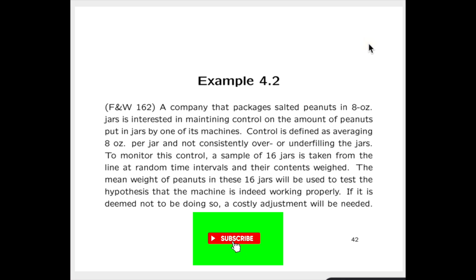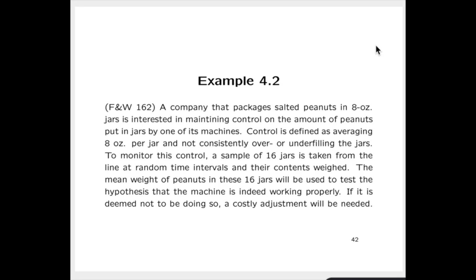So we've seen this example before, but when we tested the hypothesis before, we assumed that we knew the population standard deviation. In fact, we used historical information about the standard deviation of fills by the machine to use in performing the hypothesis test. And that assumed standard deviation was 0.2 ounces.